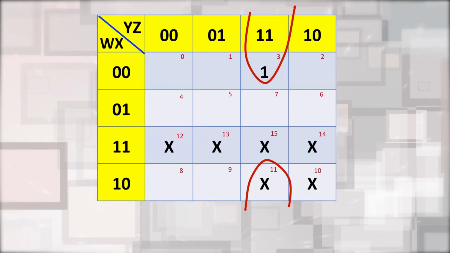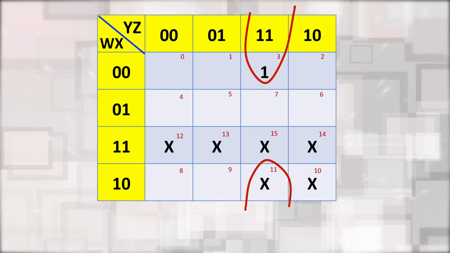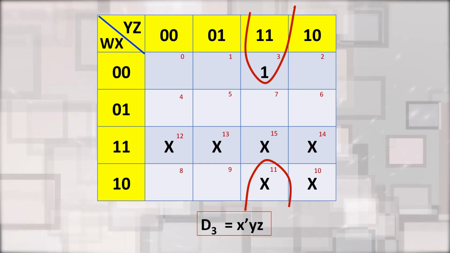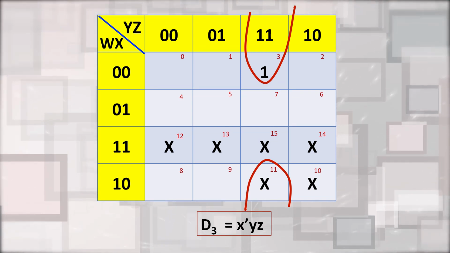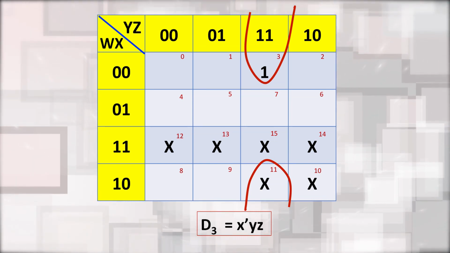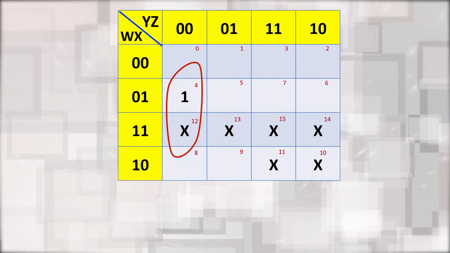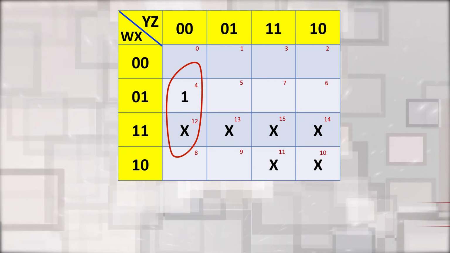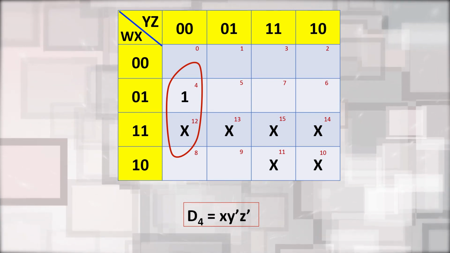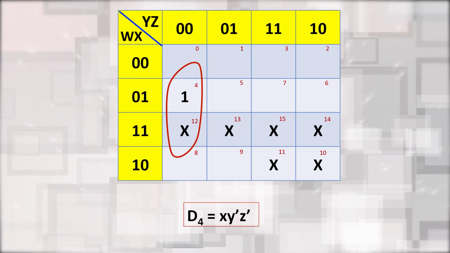Then for decimal output D3, the input for which D3 is logic high is 3. So, we get the minterm X bar, Y, Z, and hence the SOP equation for D3 is D3 equal to X bar, Y, Z. Then for decimal output D4, the input for which D4 is logic high is 4. So, we get the minterm X, Y bar, Z bar. Hence, D4 equal to X, Y bar, Z bar.